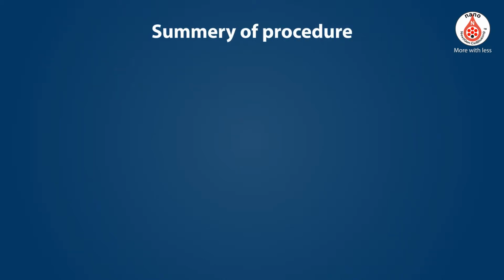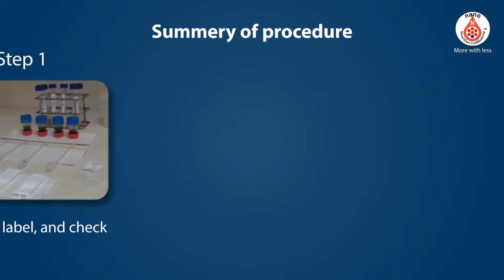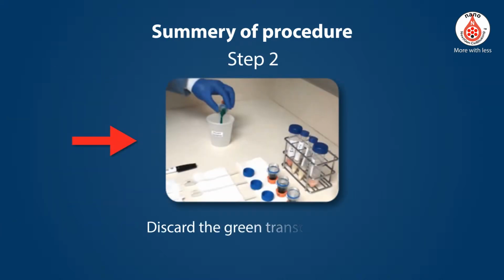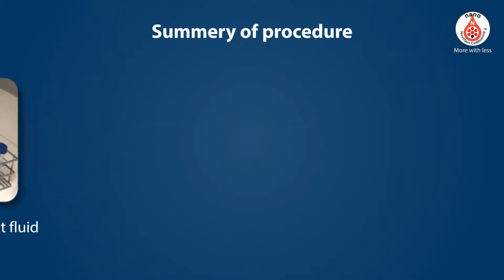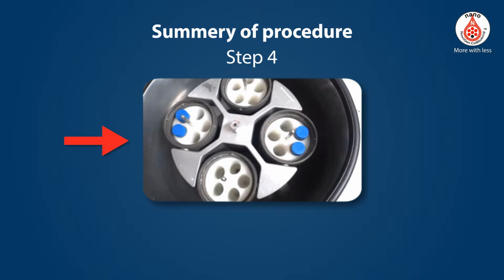Summary of procedure. Step 1. Organize, label, and check. Step 2. Discard the green transport fluid. Step 3. Add concentrated specimens to the respective nano units. Step 4. Centrifuge at 2500 rpm for 3 minutes.